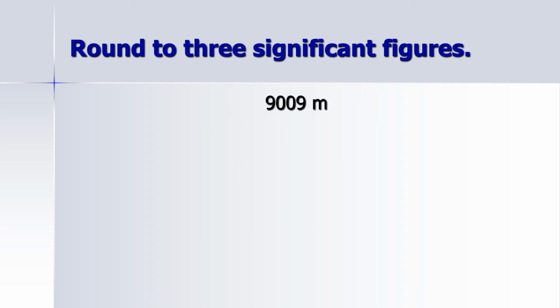Here's another example. We've got 9,009 meters. Once again, we want to round this to 3 sig figs. So there we have the Pacific side, there we have the Atlantic side. Now the decimal is absent, so we start from the Atlantic side. And as soon as we hit our first non-zero digit, which is 9, we start counting. So that would be 1, 2, 3, 4. Currently, we have 4 sig figs.